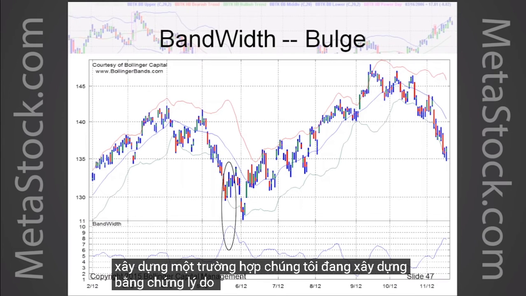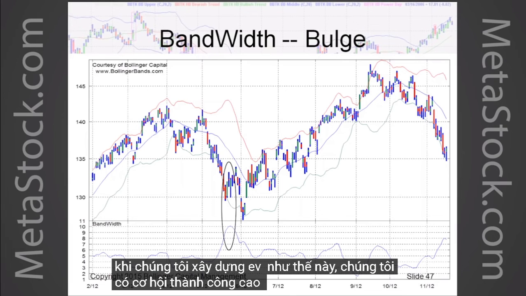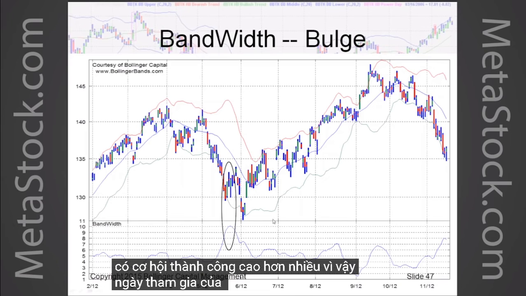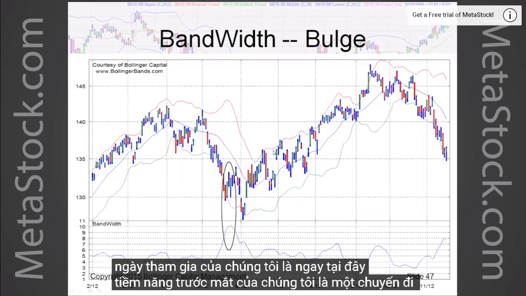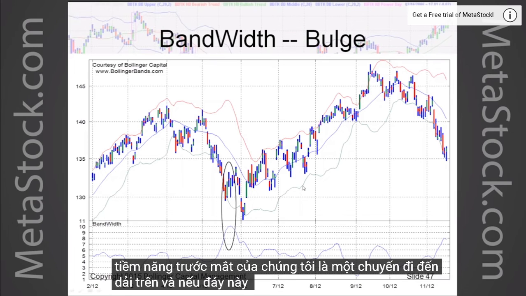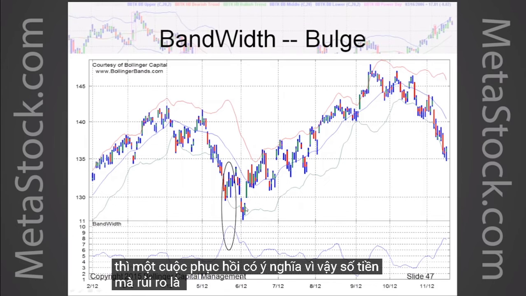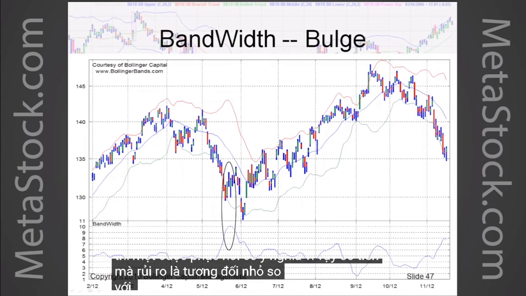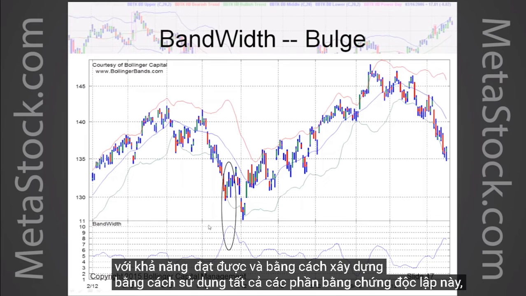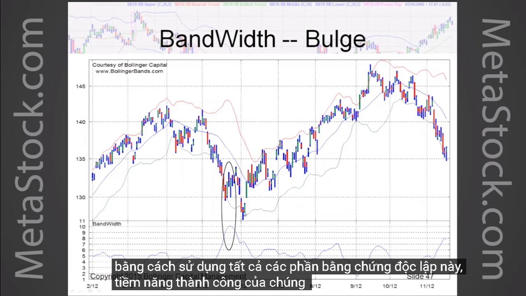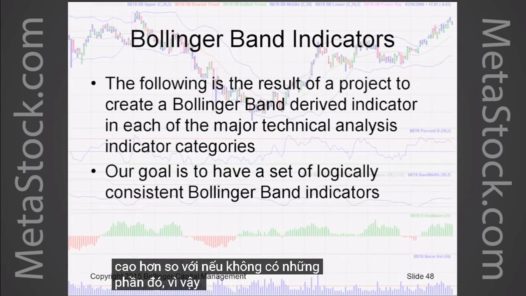We're building up evidence. And the reason we're doing this is when we build up evidence like this, we have a much higher chance of success. So our entry day is right here. Our immediate potential is a trip to the upper band, and if this bottom resolves, then a meaningful rally. So the amount we risk is relatively small compared to the potential for gain, and by using all these independent pieces of evidence, our potential for success is higher than it would be without those pieces.